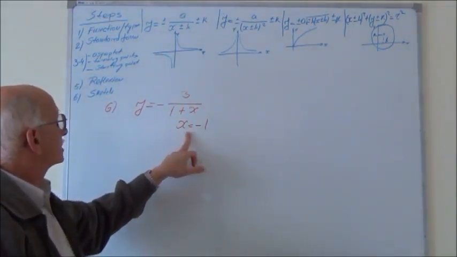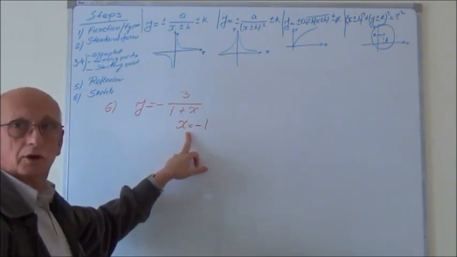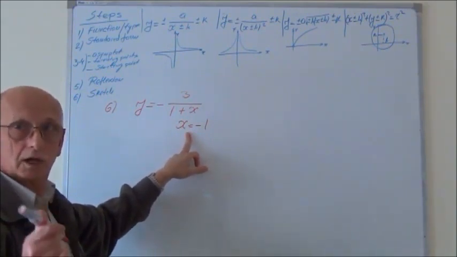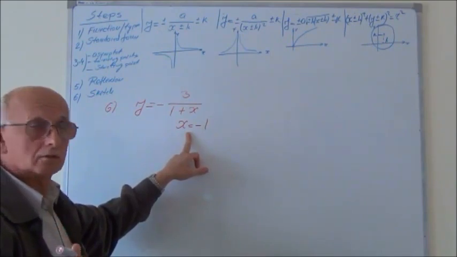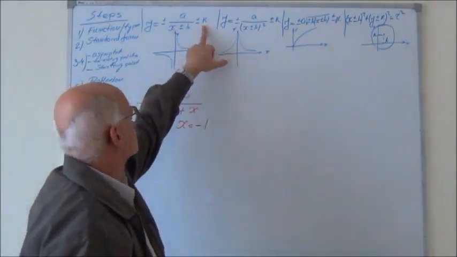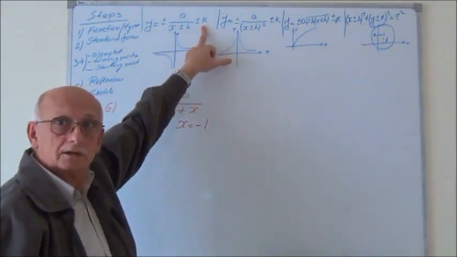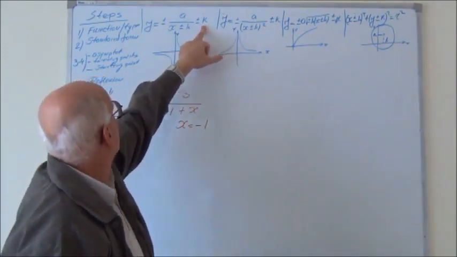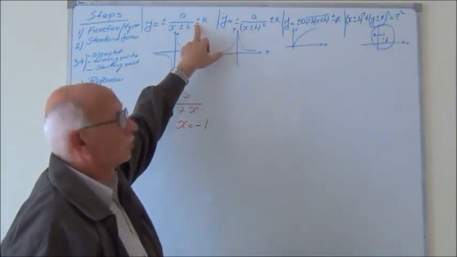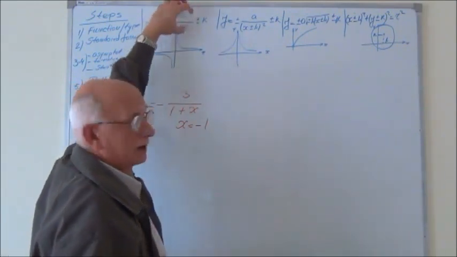So, the vertical asymptote is x equals minus 1, but what is the horizontal asymptote? Remember, the horizontal asymptote is actually the vertical translation. This number here is the vertical translation. So, the vertical translation is the number that is added or subtracted from this major part.